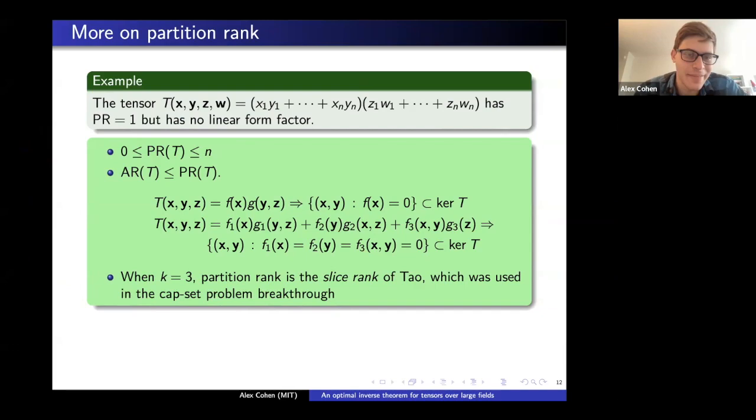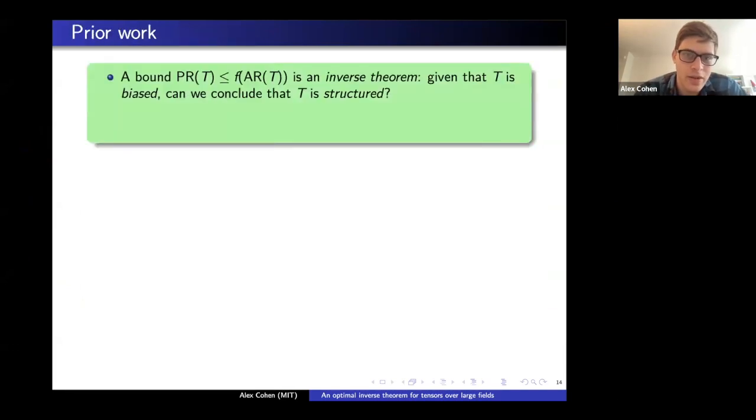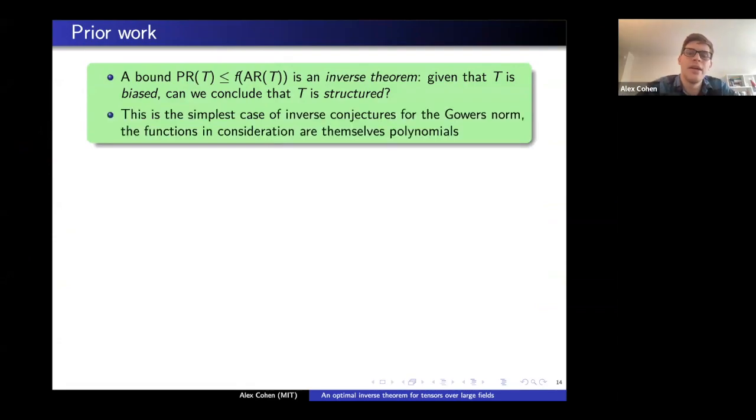Okay, so now I'm going to talk about the main theorem. So prior work has asked questions like, can we bound the partition rank in terms of just some function of the analytic rank? So given that T is biased, can we conclude that it has some structure? This is the simplest case of the inverse conjectures for the Gowers norms in additive combinatorics, where in general, the inverse conjecture for the Gowers norm asks about bias versus structure for arbitrary functions T, and one needs some more sophisticated notion of structure here rather than this very simple algebraic one. And this is kind of the simplest case when the input functions are themselves polynomials.